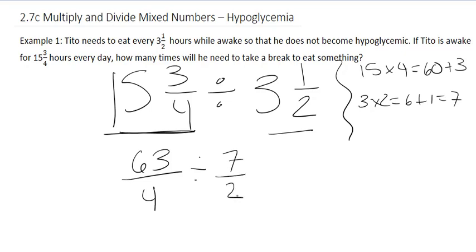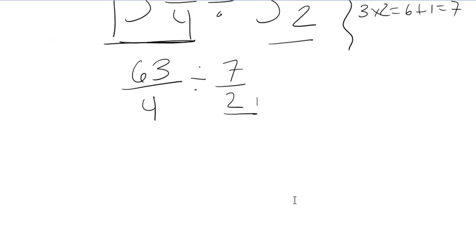But we can remember that dividing, we can change this into multiplication by taking the second term and taking the reciprocal of it. So let's do that. So now we have 63/4 multiplied now, as we're going to take the reciprocal of the second term, 2/7.